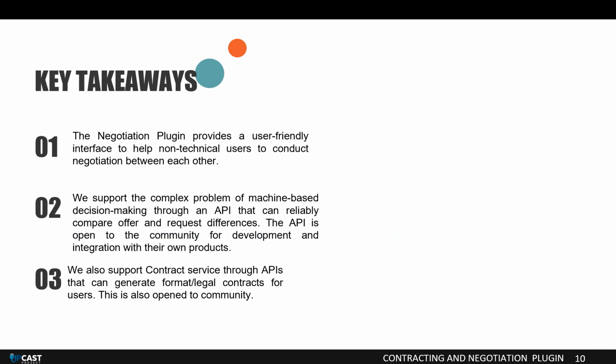Now, let me summarize our negotiation plugin and contract. The negotiation plugin provides a user-friendly interface to help non-technical users conduct negotiation between each other and also generate agreements. We support the complex problem of machine-based decision making through an API that can reliably compare offers and requests. The API is open to the community for development and integration with their products.